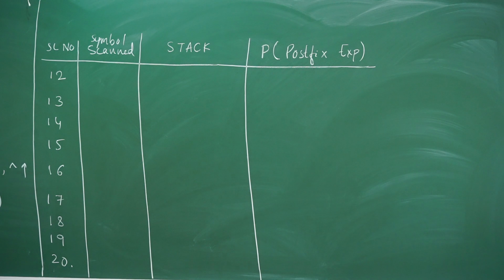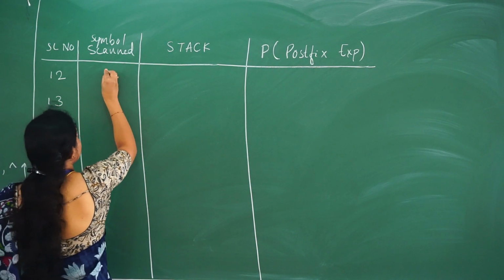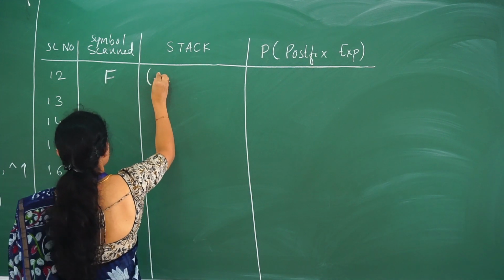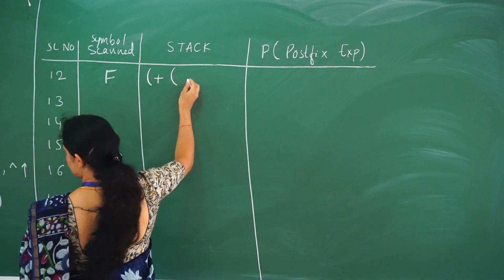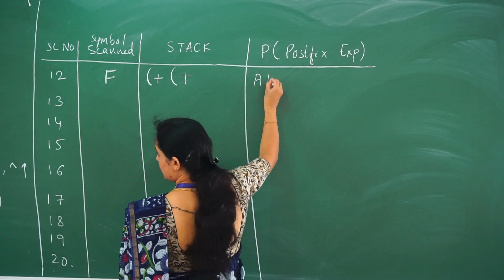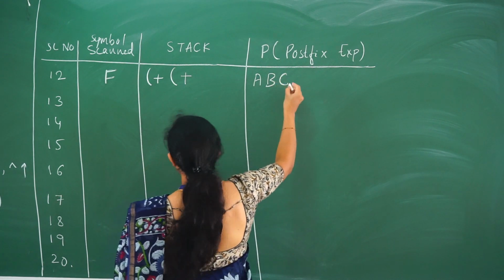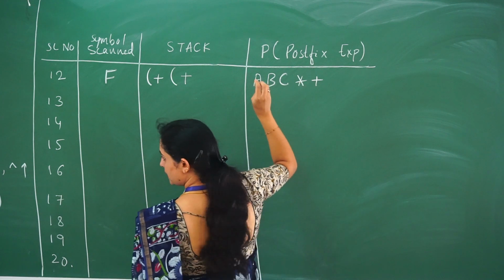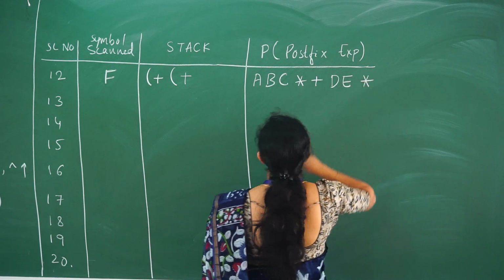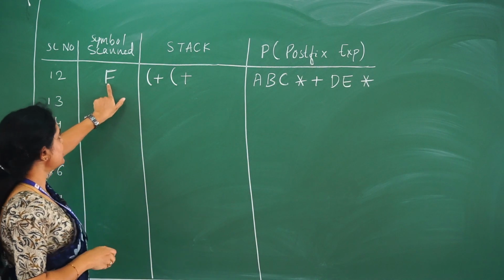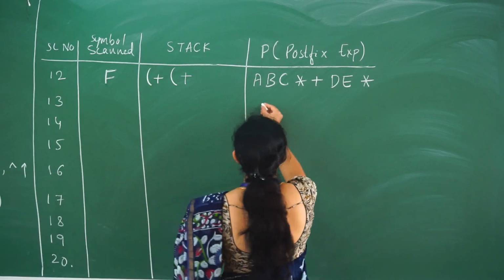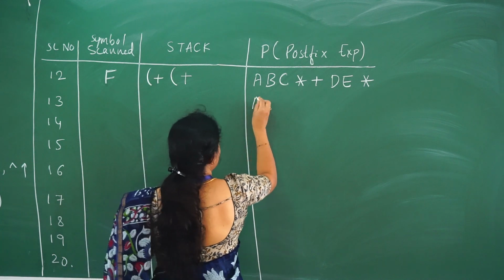So the next scanned expression is F. Inside the stack we have left parenthesis, plus, left parenthesis and again plus. In postfix we have ABC asterisk plus DE asterisk. Since F is an operand, we have to place it in the postfix expression. So directly we can place it in the postfix expression, that is F.